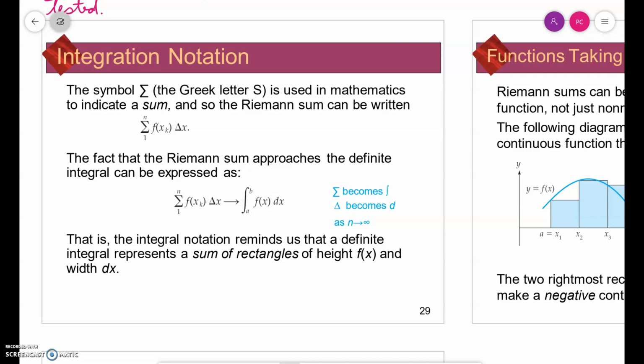Those little rectangles under the curve. That is, the integration notation reminds us that the definite integral represents a sum of rectangles of height f of x and width d of x. Okay?